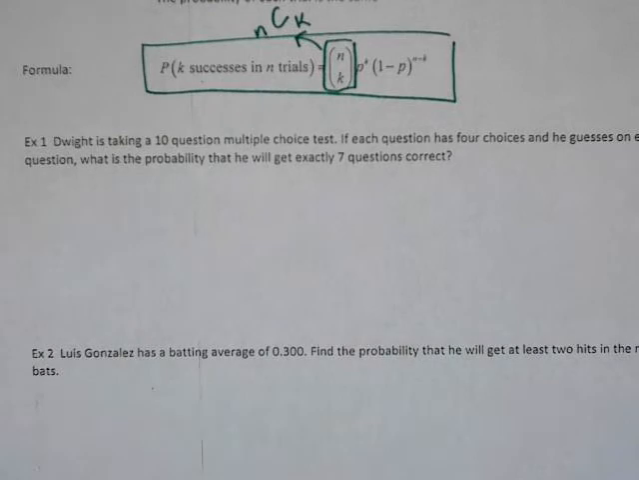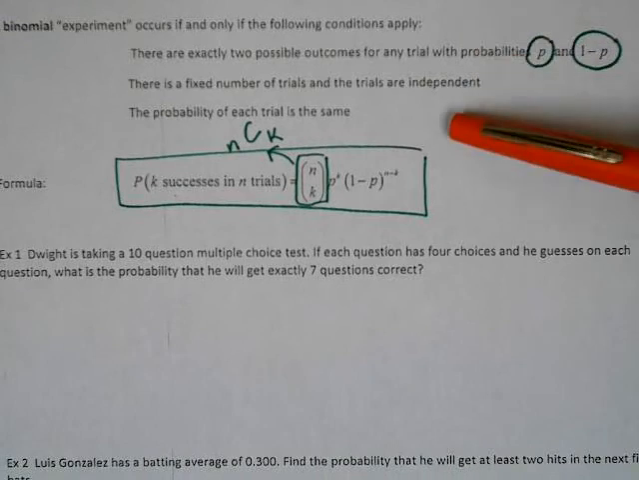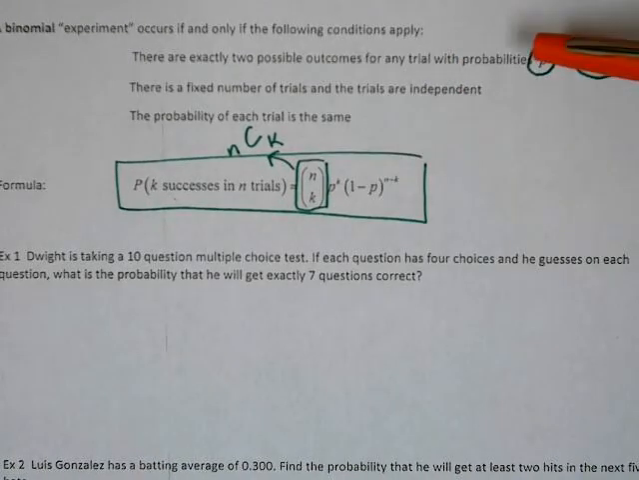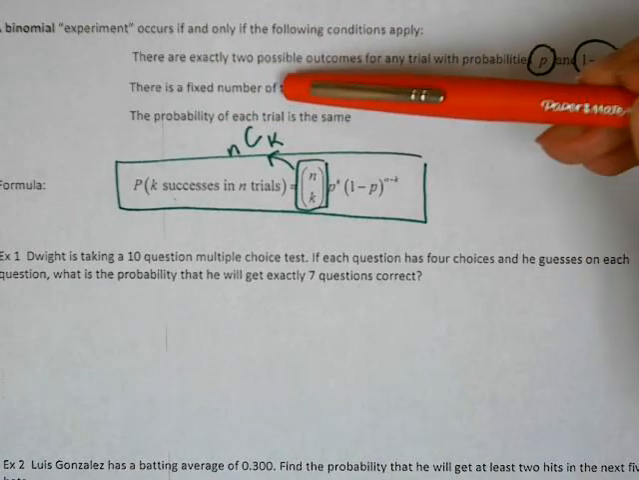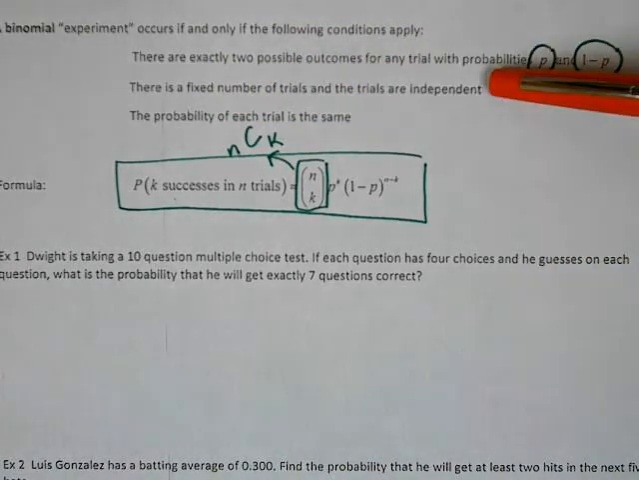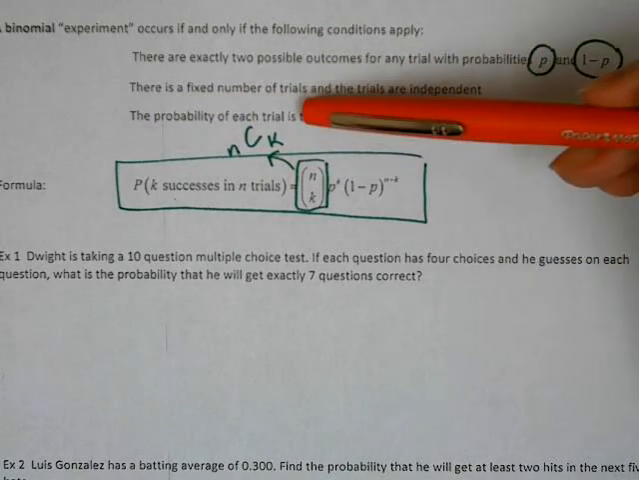So example 1. Dwight is taking a 10-question multiple choice test. Every question has 4 answers. He guesses on each question. What is the probability that he gets exactly 7 correct? So this does satisfy these conditions because it's either right or wrong. There are 10 trials and they're all independent, and the probability of guessing each one correctly is the same.